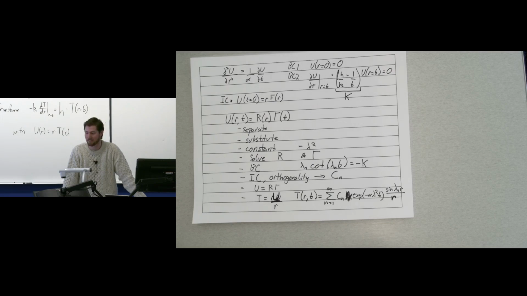Why is this going from n equals 1 to infinity and not 0? That is a great question. If n equals 0, lambda 0 equals 0, it becomes a trivial solution. Yep, that would be trivial.